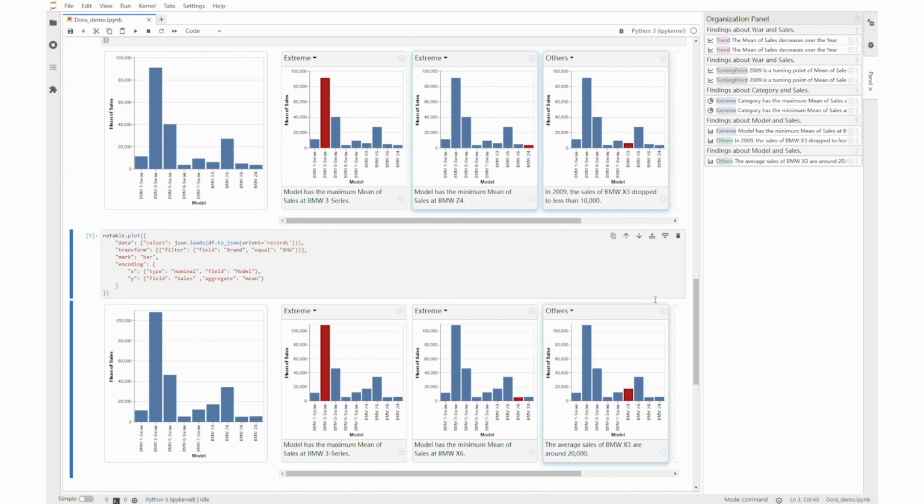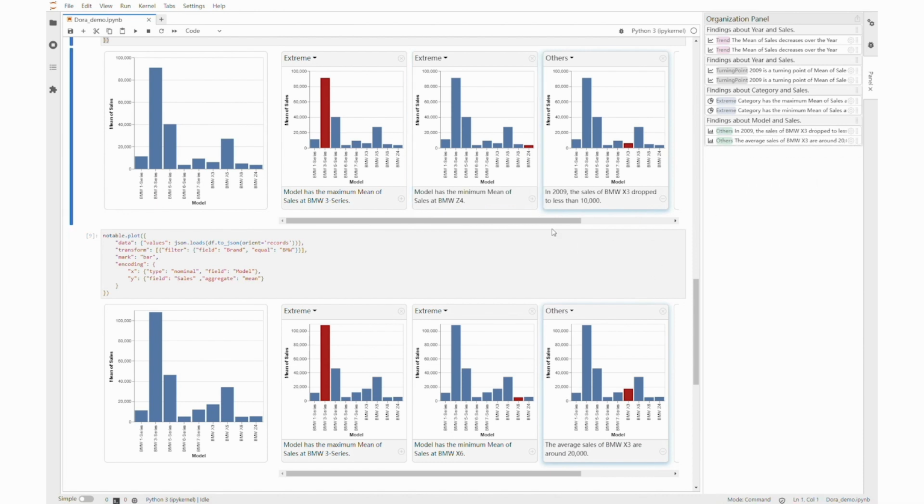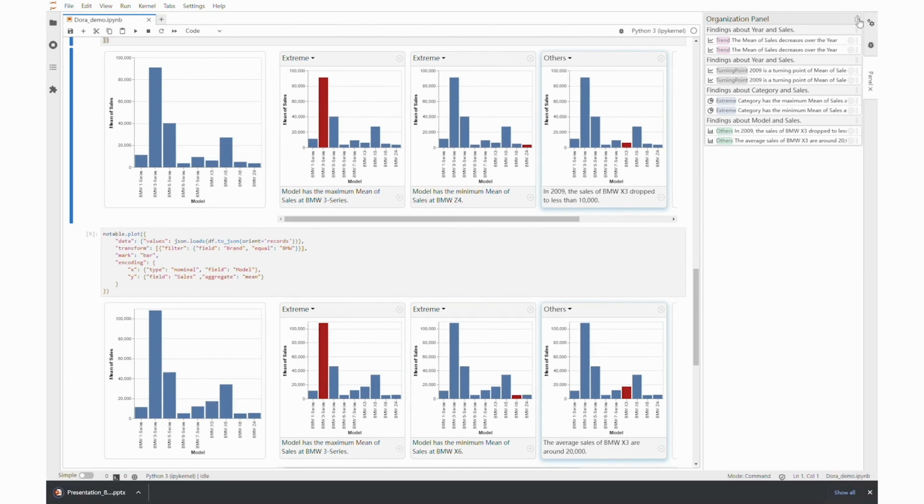Next, she merges two facts about X3 in one slide and removes the fact about Z4. Finally, Dora clicks the export button and downloads her presentation for further adjustment and presentation.